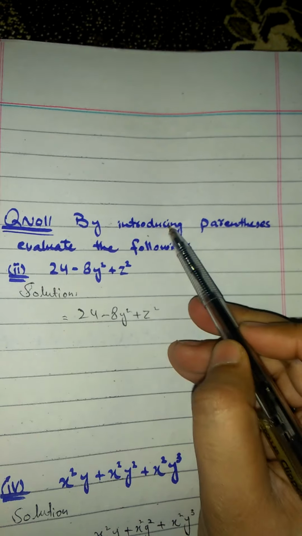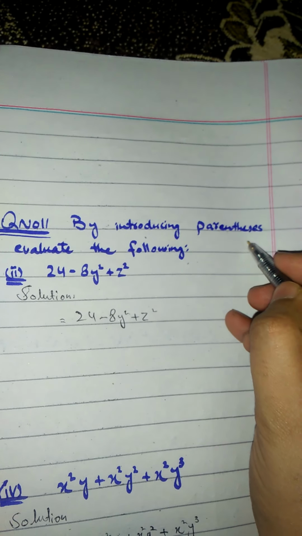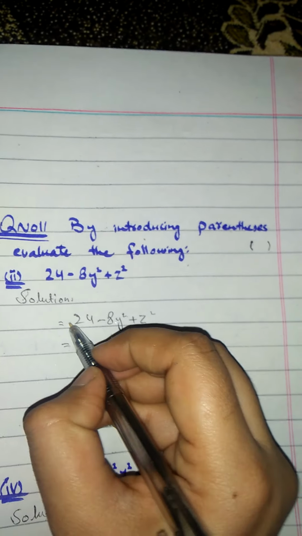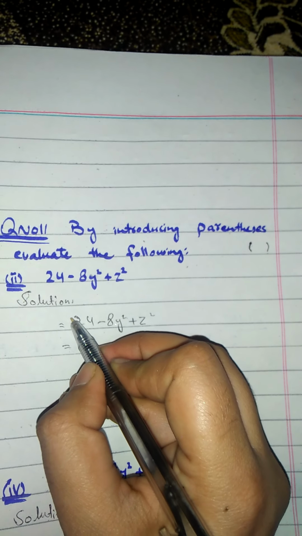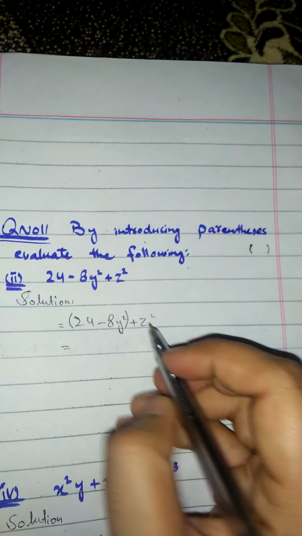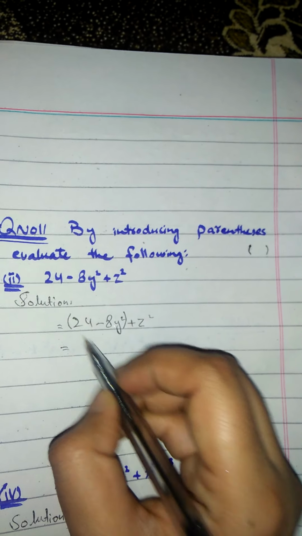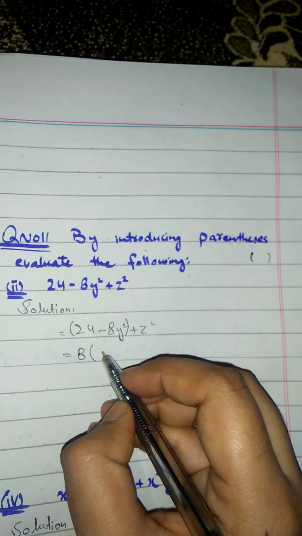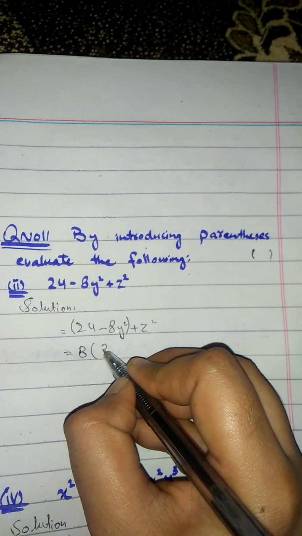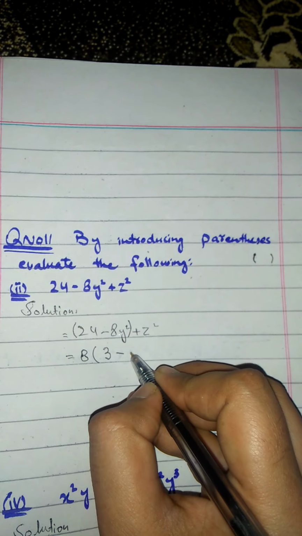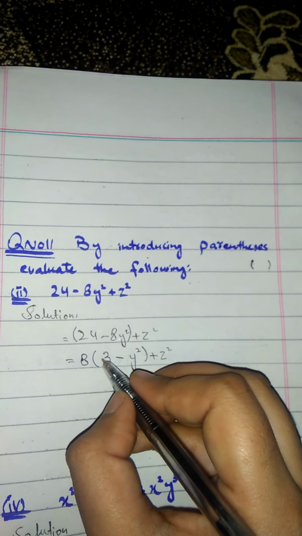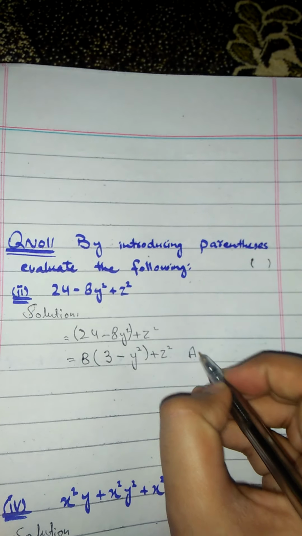Now in the next, question number 11, by introducing parentheses evaluate the following. This is called parentheses. So we will introduce parentheses. In the first step we will write the question as it is, and we will take a parenthesis within two terms. Now we can take 8 as common. 8 times 3 is 24, so there will be 3, and 8 times 1 is 8, so there is 1 as the coefficient of y square plus z square, and we have introduced a parenthesis, so that's your answer.